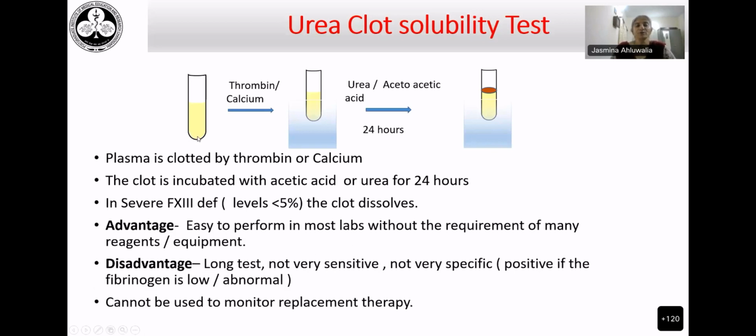The advantage is easy to understand. This test is easy to perform in most labs. You just need a test tube, a water bath, some thrombin and calcium, and urea. But the disadvantage is that it takes 24 hours to report. It's not very sensitive because it will not be positive unless the factor 13 levels are less than 5%. And neither is it very specific. If you don't have enough fibrinogen in the sample or the fibrinogen is abnormal, this test will give us an abnormal result. And because it's not so sensitive, we can't use this test to monitor replacement therapy.